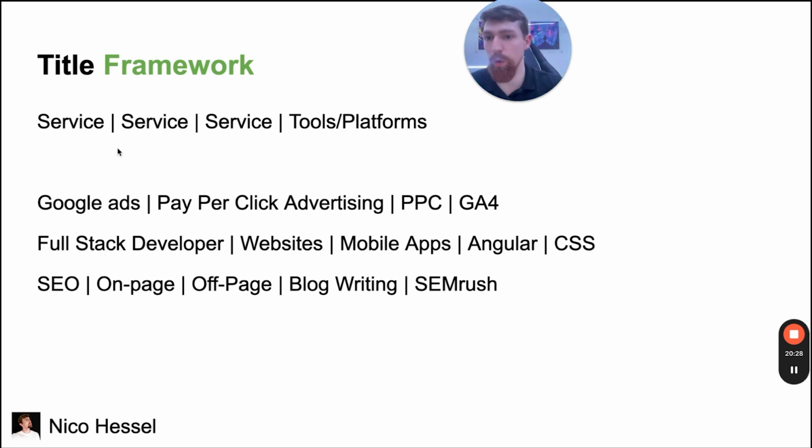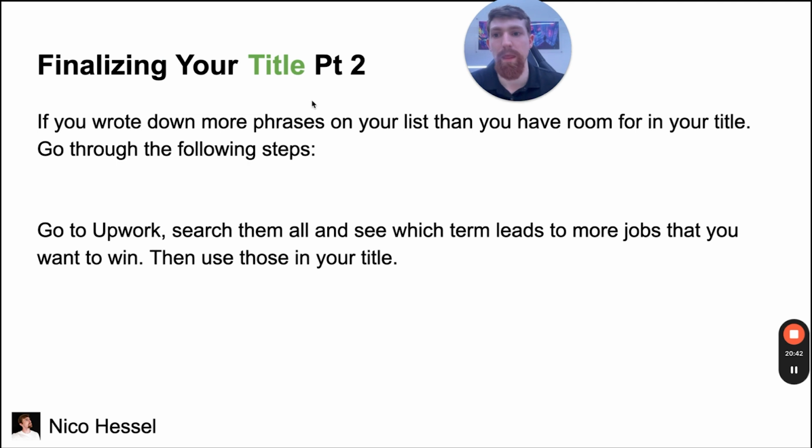And note, another thing real quick: we have a 70 character limit, so we can't go too crazy with this, but the average optimized title that I see has 4 or 5 different phrases in it, all right? So if you wrote down more phrases on your list than you have room for in your title, which all of you should have, right?